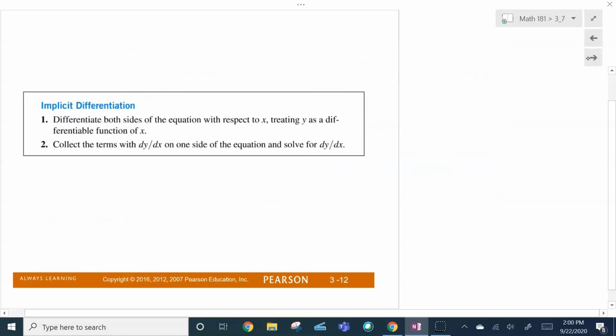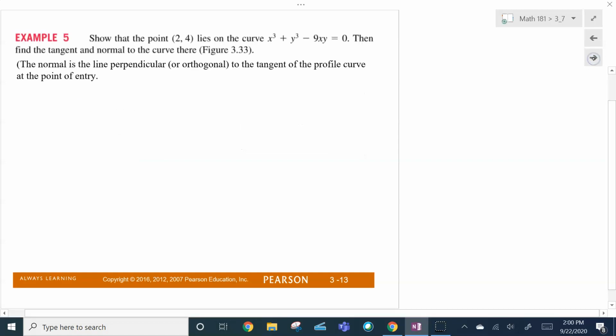Okay? So with implicit differentiation, we differentiate both sides with respect to x, treating y as a differentiable function, and then collect the dy dx and solve for the dy dx. Sometimes you'll make a substitution in for y if you can as well. Okay, let's do another one now.